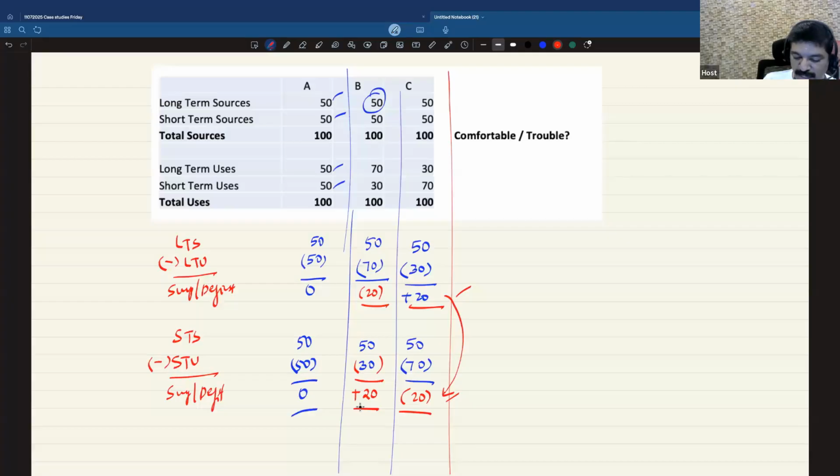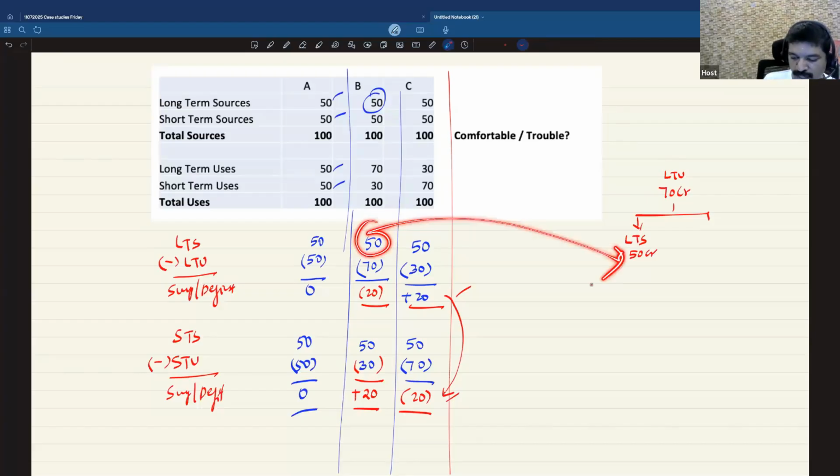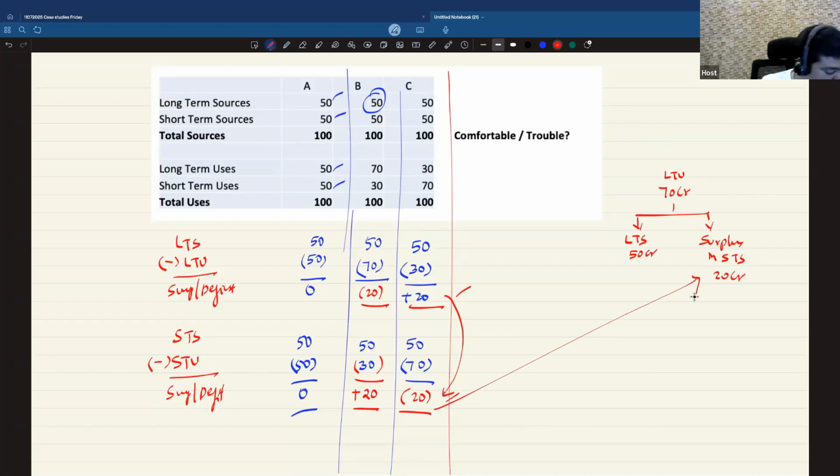Why? Because company B has invested 70 crore in long-term use. And for that, the corresponding sources are the long-term source of 50 crore, which is this, and the surplus in short-term source of 20 crore. This is really, really bad.